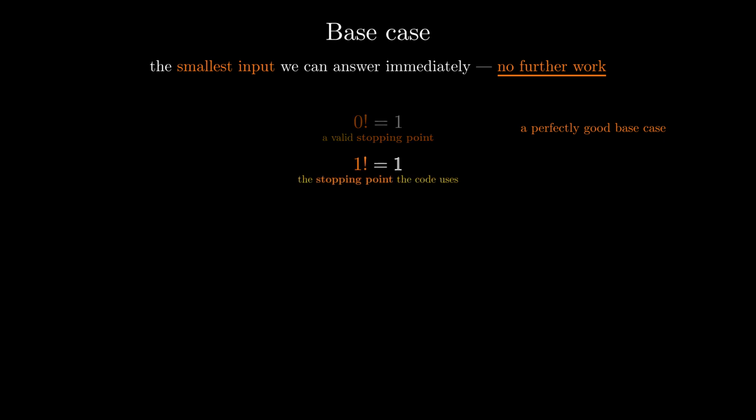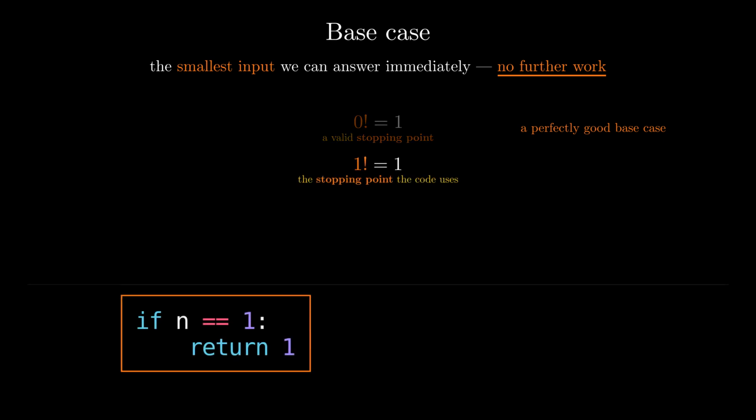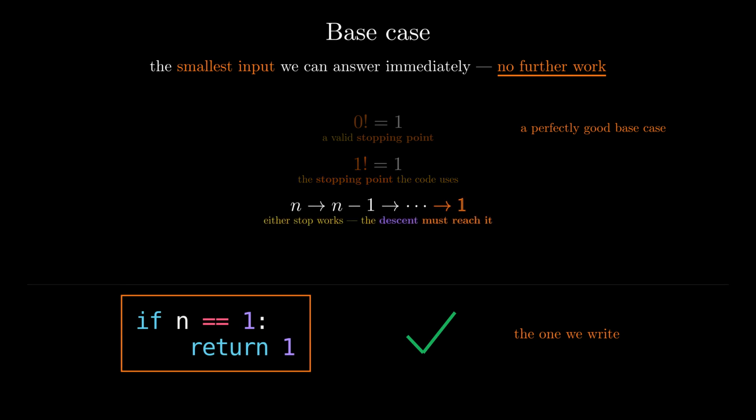The code we will write stops at 1 instead. If n is equal to 1, return 1. Either choice works as long as the recursion is guaranteed to reach it.